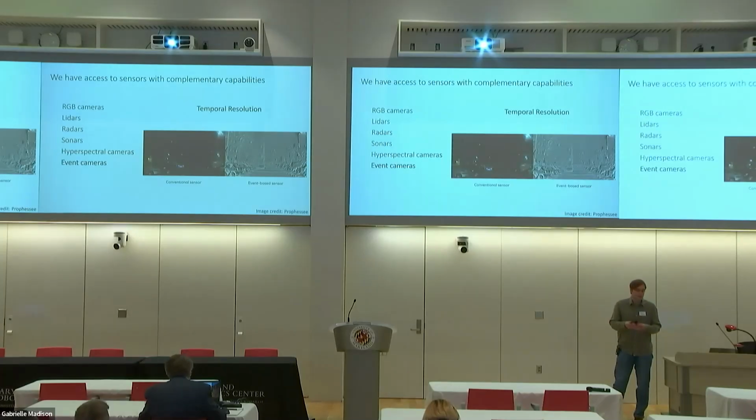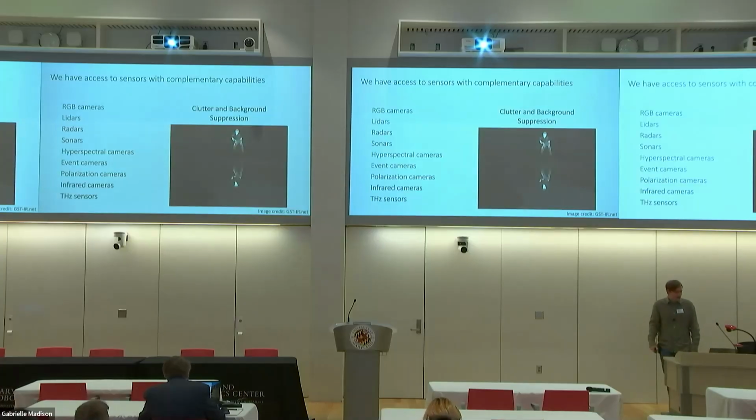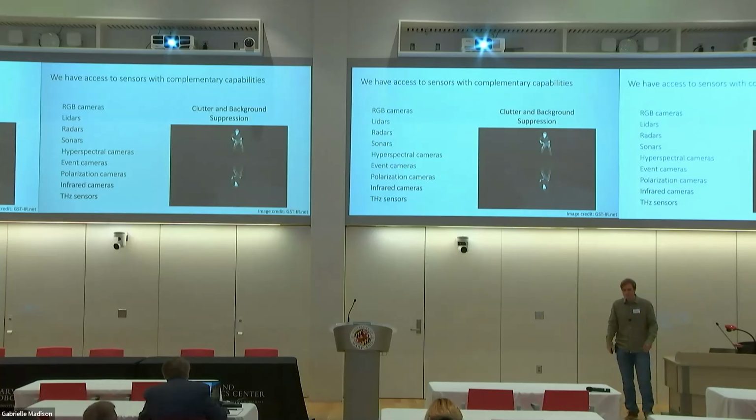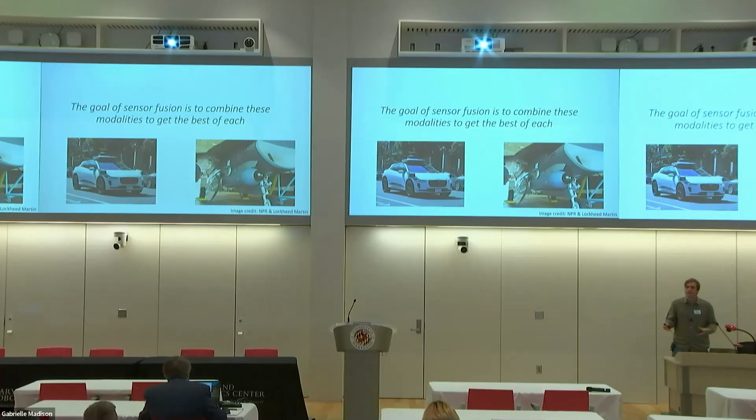Event cameras, as was mentioned earlier, give you great temporal resolution at a pretty computationally efficient, power efficient form factor. Polarization cameras give you scatter rejection capabilities and material discrimination capabilities. And infrared cameras, terahertz sensors, things like that can perform clutter and background suppression, see-through obscurance. So clearly there's a huge motivation for integrating these various modalities and the complementary information about their environments they're capturing, and to fuse it together to get the best of both.